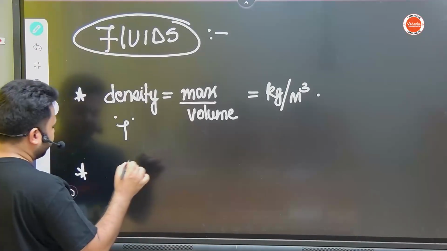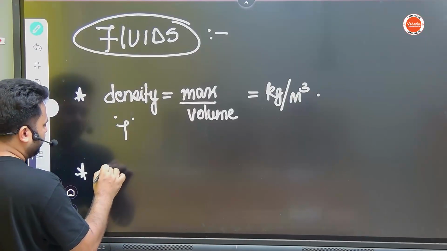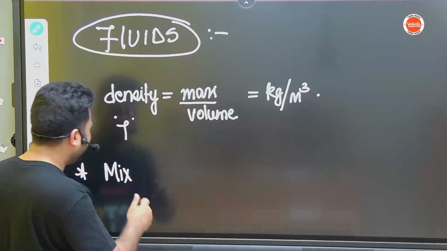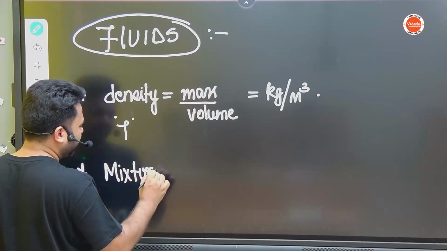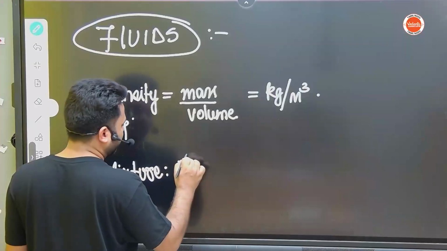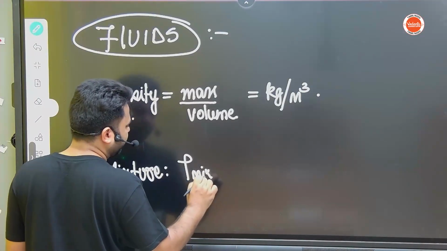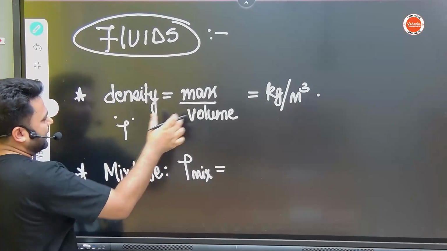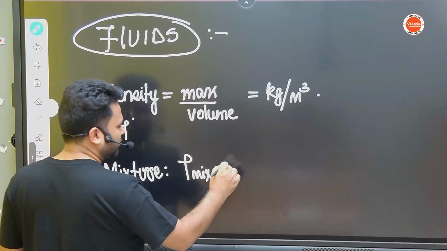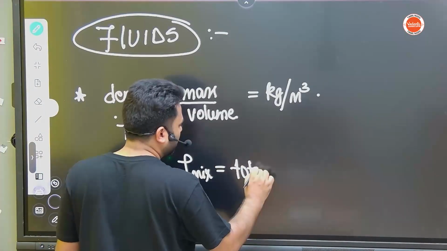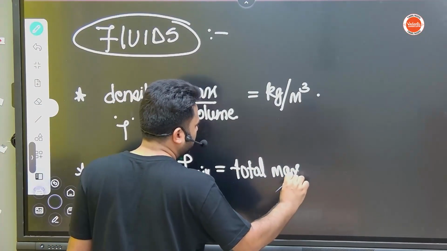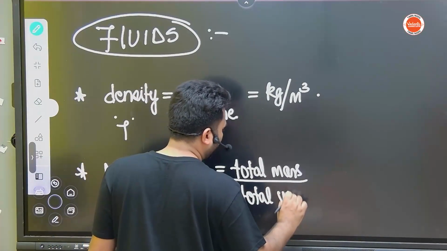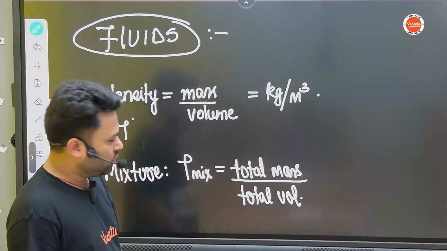If we have a mixture of gases or a mixture of fluids, they will give one or two gases or fluids and ask what is the density of the mixture. So for the density of the mixture, see, the density formula is mass by volume. Just here you write total mass by total volume. Correct?